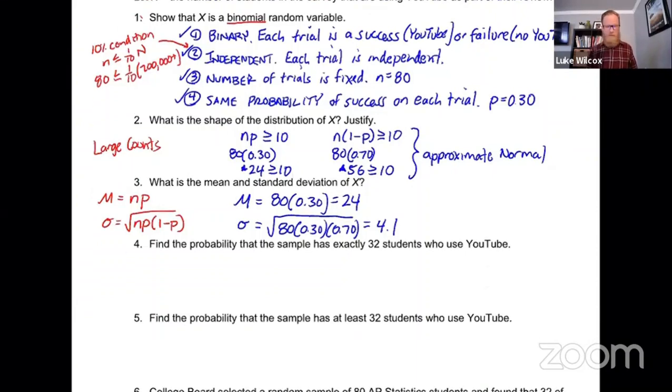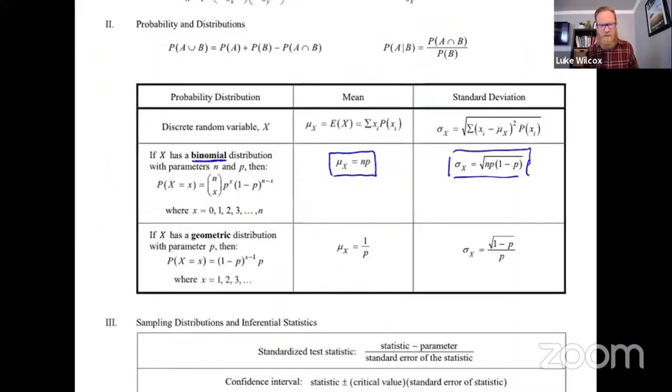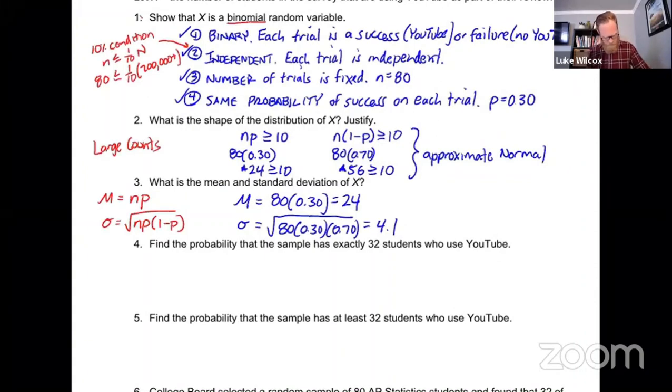All right, now let's move on to number 4, where we're going to do our first probability calculation here. It says find the probability that the sample has exactly 32 students who use YouTube. Well, once again, I'm going to take you back to this formula sheet here because it has something that's very useful to us, and that's the probability of getting a certain number of successes. So we need this big crazy formula that you see right here. So let's go ahead and copy that formula to start back in our activity page here. Just going to put this out in the margin. The probability that we get x successes, right, out of our n trials equals.